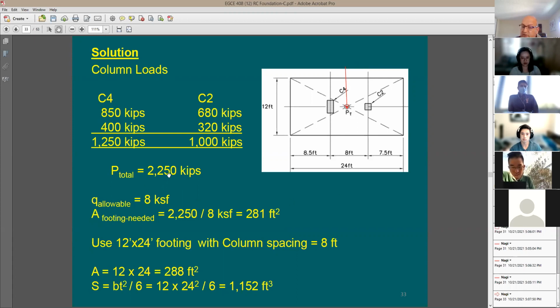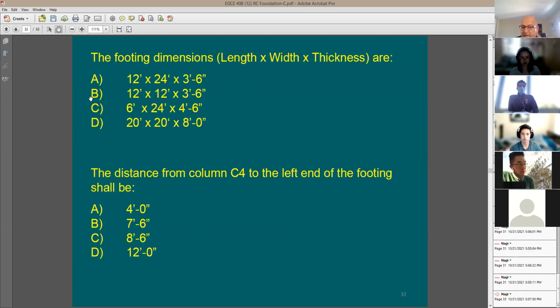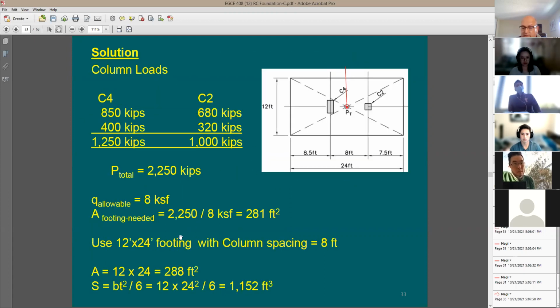Let me take here 2250 total force divided by 8 KSF. What is 8 KSF? Allowable soil bearing pressure. So the area required is going to be 281. I have some proposed answers, right? So I'm going to try maybe 12 by 24. Would 12 by 24 work? I say yes, 12 by 24 is going to be good. I mean, you can check it out yourself. Here's the provided area. It's going to be 288.